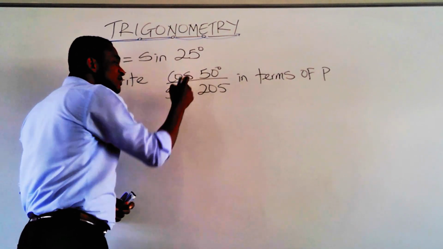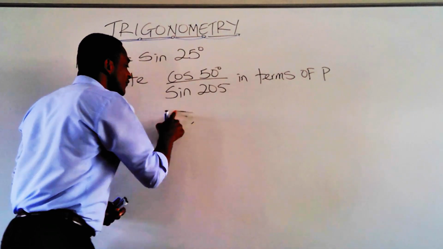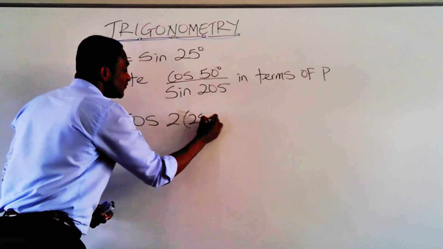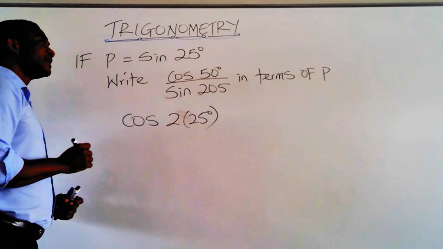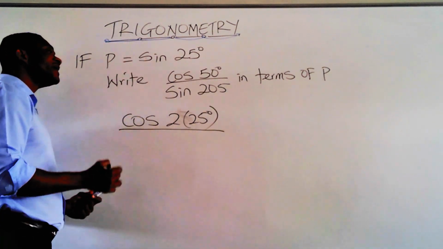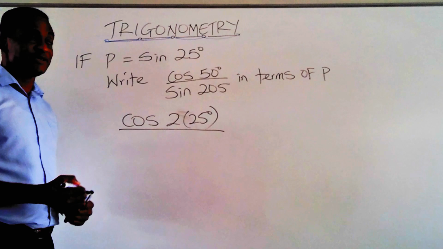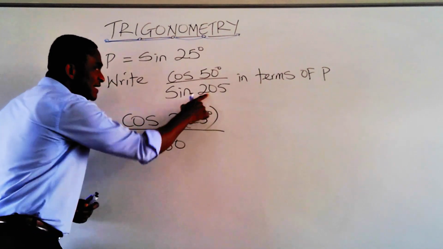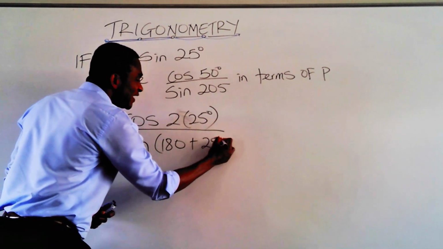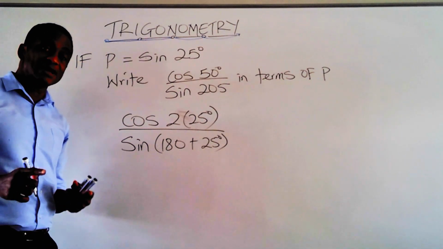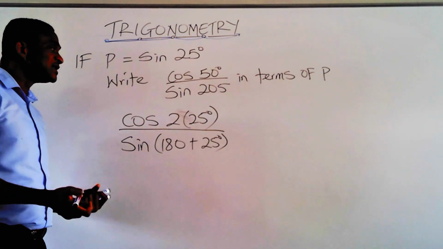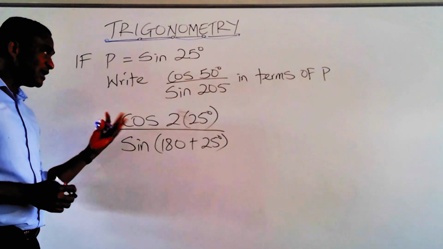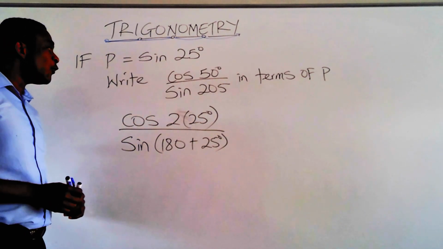The only way to get 25 here is if we have cos of 2 times 25, that will give us 50. Then we look at the denominator. How do we get a 25 out of it? Remember, 25 is key here. So we look at breaking the identity we have here, 180 plus 25. Remember, we do not alter the value, but we break it down to components that will still represent the given key.